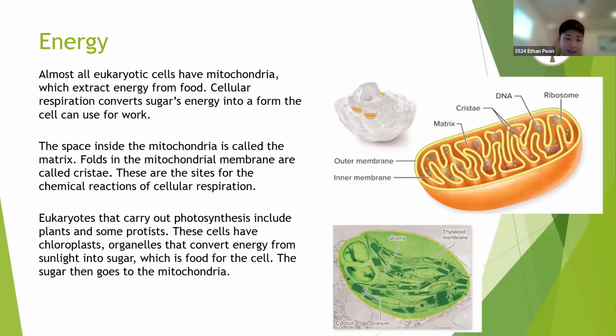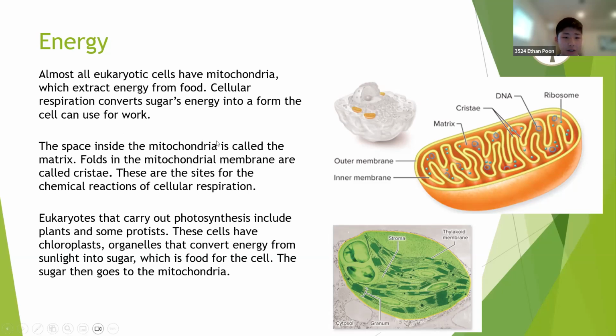Almost all eukaryotic cells have mitochondria, which extract energy from food. So cellular respiration converts sugars or energy into a form the cell can use for work. And to be clear, lipids can sort of bypass this and go into a later stage of cellular respiration. So that's why you store energy as fat.